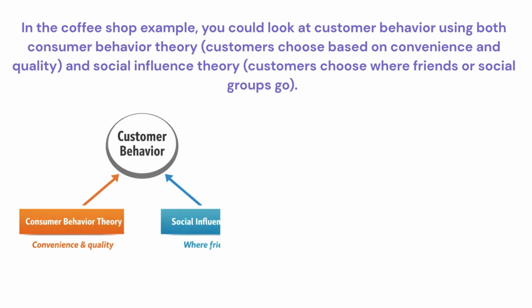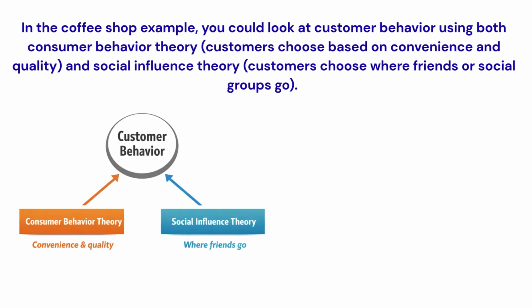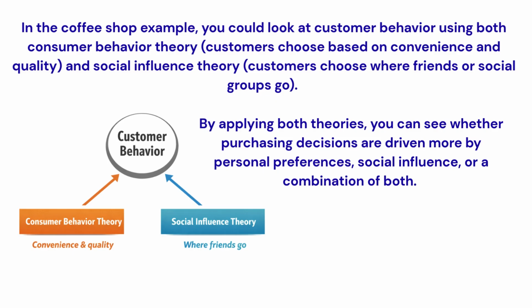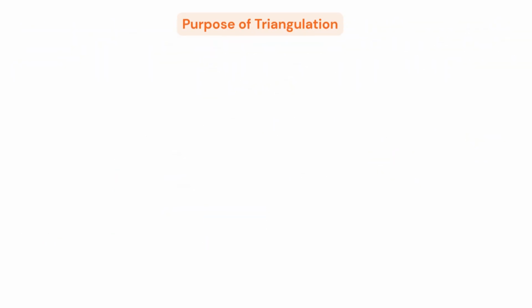focus of the study. In the coffee shop example, you could look at customer behavior using both consumer behavior theory, customers choose based on convenience and quality, and social influence theory, customers choose where friends or social groups go. By applying both theories, you can see whether purchasing decisions are driven more by personal preferences, social influence, or a combination of both. Purpose of triangulation.